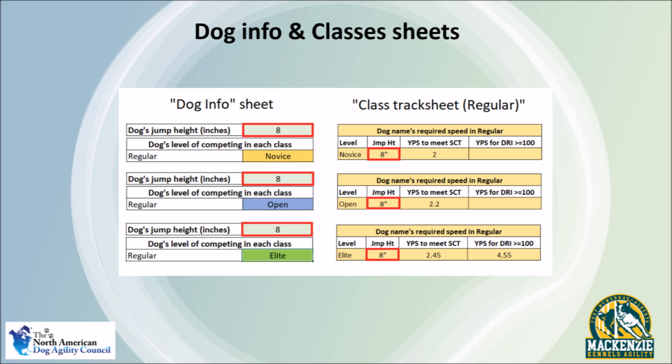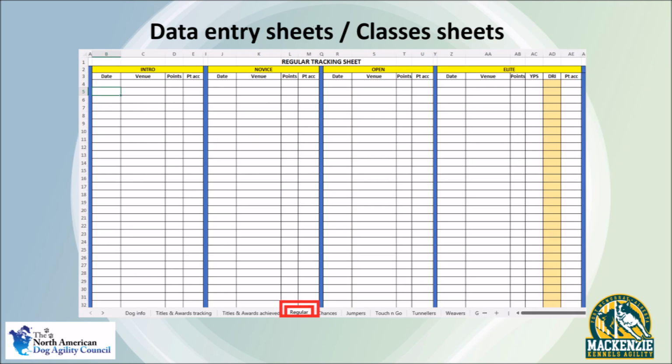The yards per second that your dog needs to meet standard course time is calculated and displayed. And for elite, also the yards per second needed for Speedstar awards, a dog run index of 100 or higher, is calculated and displayed. On the data entry or class sheets, we fill in data for intro, novice, open and elite. And the data that we fill in is the date, the venue and the points.